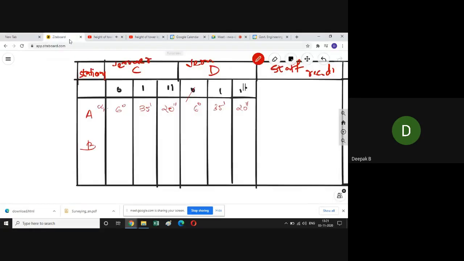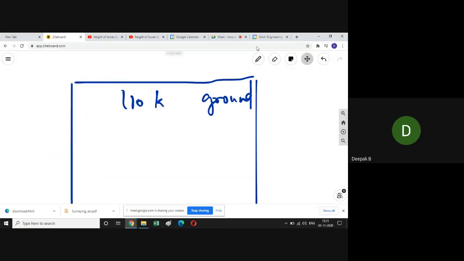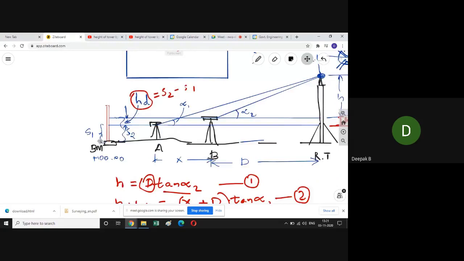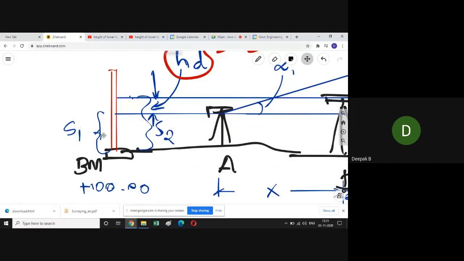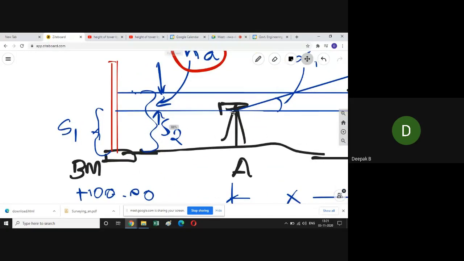The staff reading measured is 1.47 meter. For those of you who still have doubt, the measurement that we made now was S1. This was our station, the telescope station. We turned this around and took the instrument reading as S1.